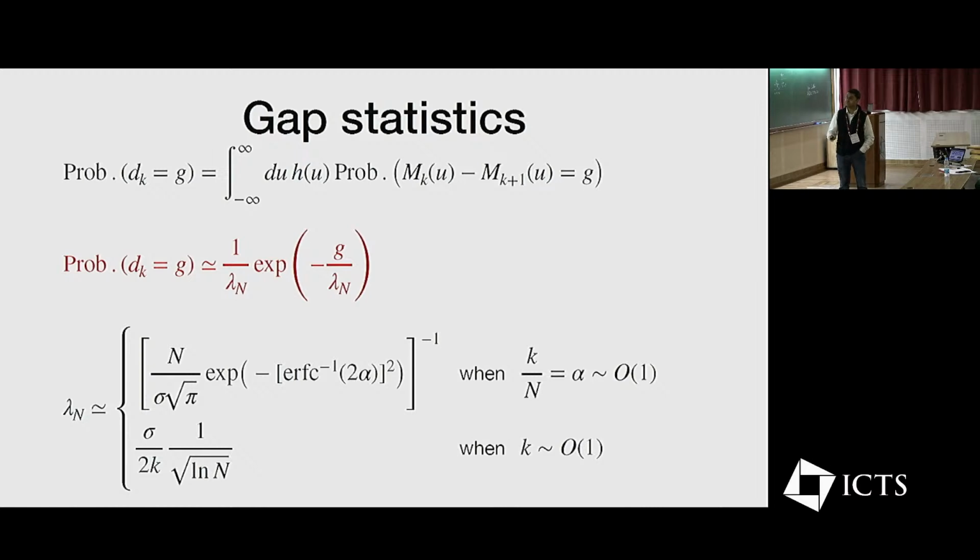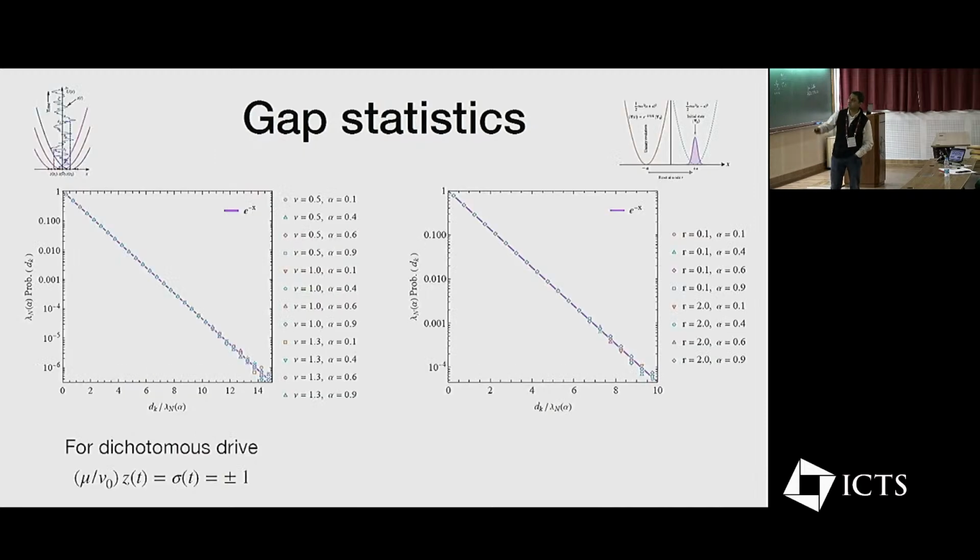Gap statistics: again we find that the gap statistics is an exponential distribution where this characteristic length ln, or characteristic gap, can be explicitly calculated. You see that for a large number of parameters, in both the quantum and the classical cases, they nicely collapse to this exponential distribution.